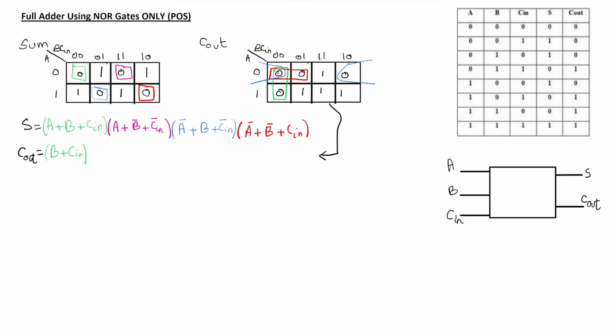The group in red, A is 0 in this row, so this will be A plus. From here to here, B is not changing and it's 0. So this will be plus B. And then the group in blue, in this row, A is 0, so this will be A plus. From here to here, Cn is not changing and it's 0. So this will be plus Cn. Now we can take these two Boolean expressions and design our circuit.